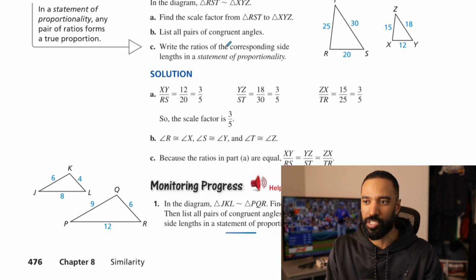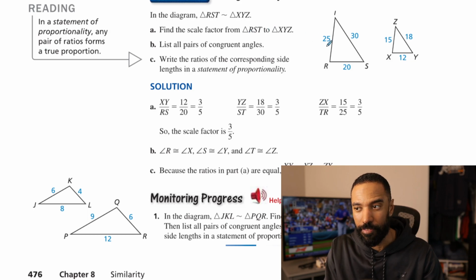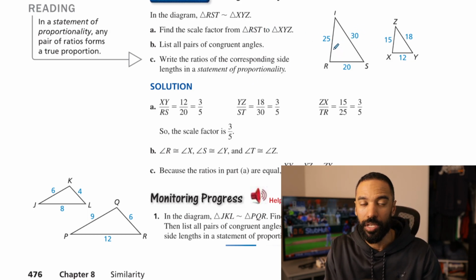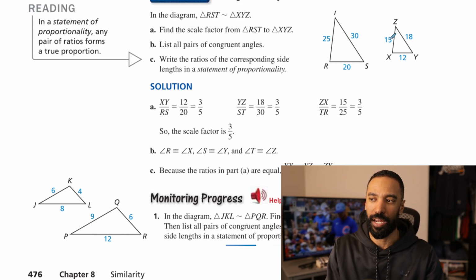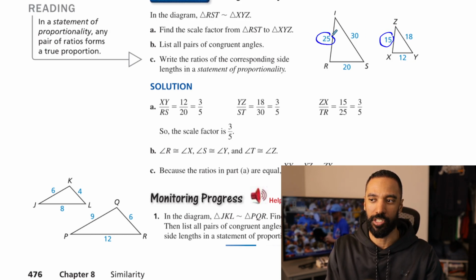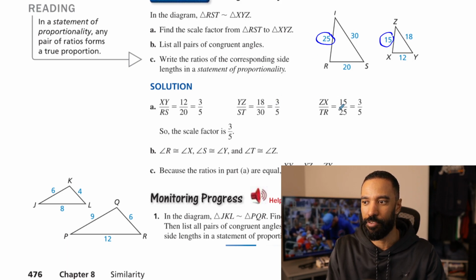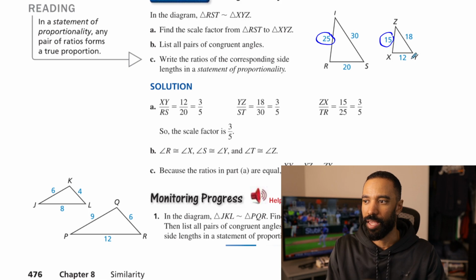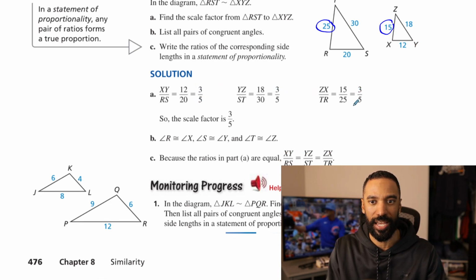First of all, we come up with the similarity ratio, or excuse me, the scale factor from RST to XYZ, what you have to multiply by to reduce, which would be a number less than 1. That means we have to divide these parts by their corresponding parts, like 15 over 25, 18 over 30, and 12 over 20. And it should all be 3/5, and you're seeing the test in all three sets.